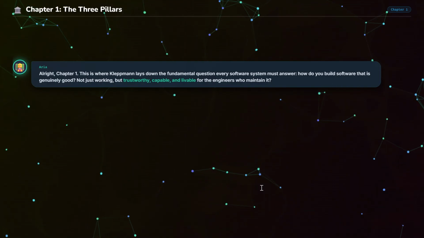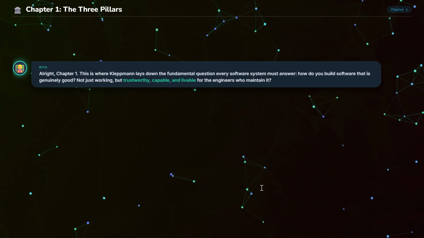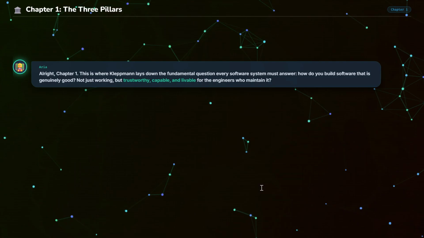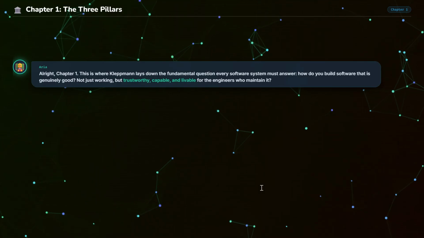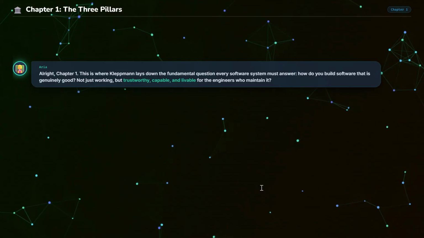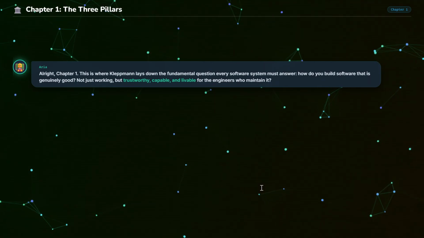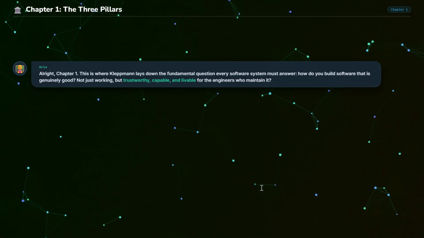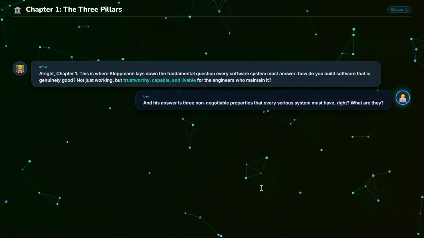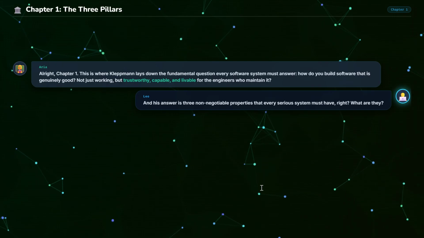This is where Kleppmann asks the most important question in software engineering. How do you build software that is genuinely good? Not just software that works when everything goes right, but software that is trustworthy, capable, and livable for the engineers who need to maintain it day after day for years. And his answer is 3 non-negotiable properties that every serious software system must have. What are they?